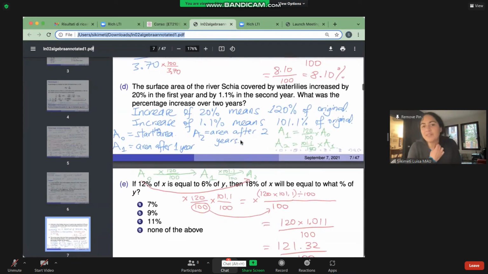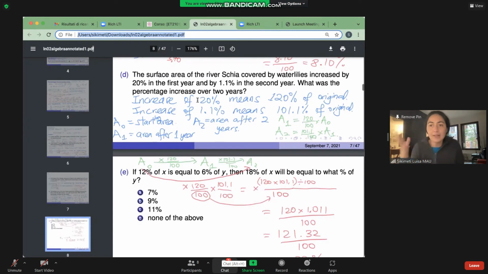Okay, so this was: the surface area of the river Skia covered by water lilies increased by 20% in the first year and then by 1.1% in the second year. What was the percentage increase over 2 years? So that was this problem here. So the thing here is that this is what's called a compounded increase. The first time that you increase, it's increasing as a percentage of whatever you have, and the second time that you increase, you're increasing as a percentage of what you have next.